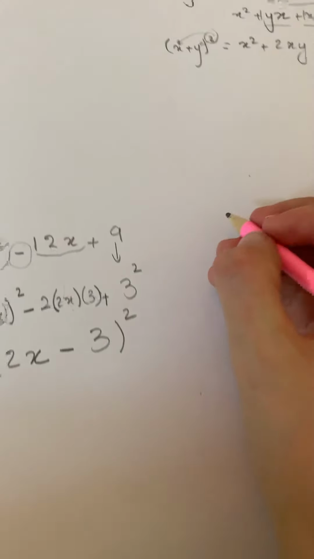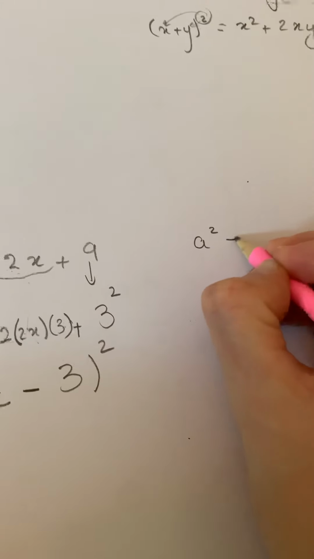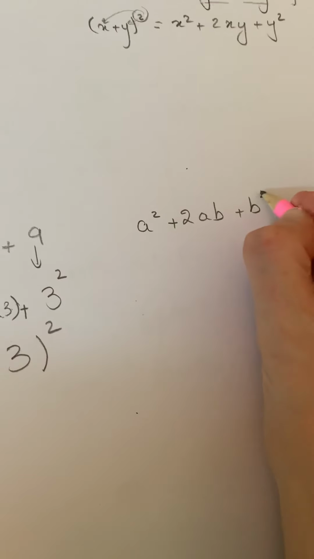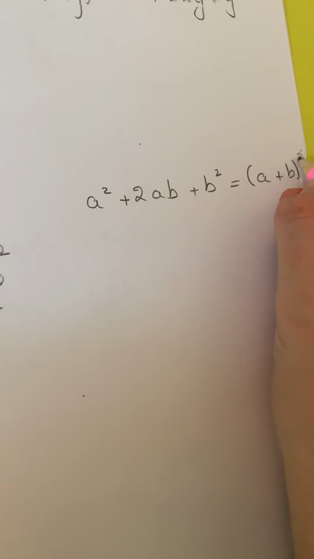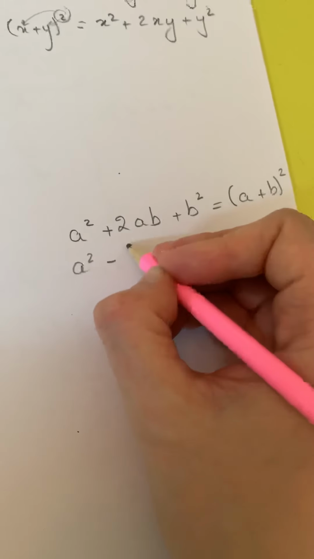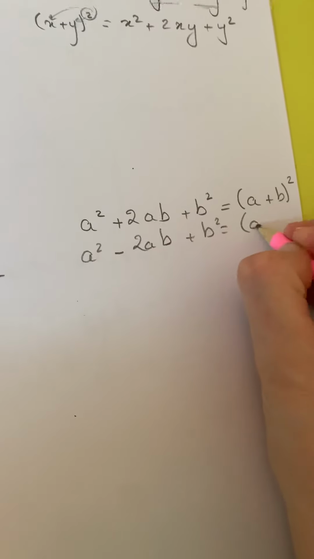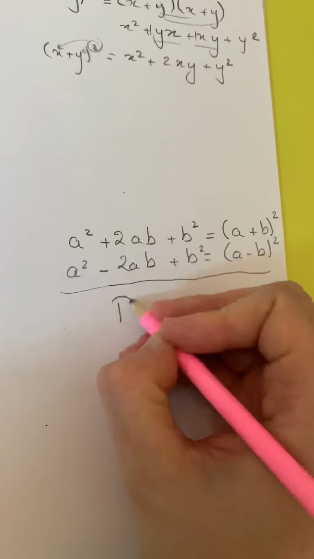Okay? So the general formula is, if you have a power 2 plus 2ab plus b power 2, this will give us a plus b power 2. And if it was a minus, then in the middle it will be a minus. And we call this perfect square.